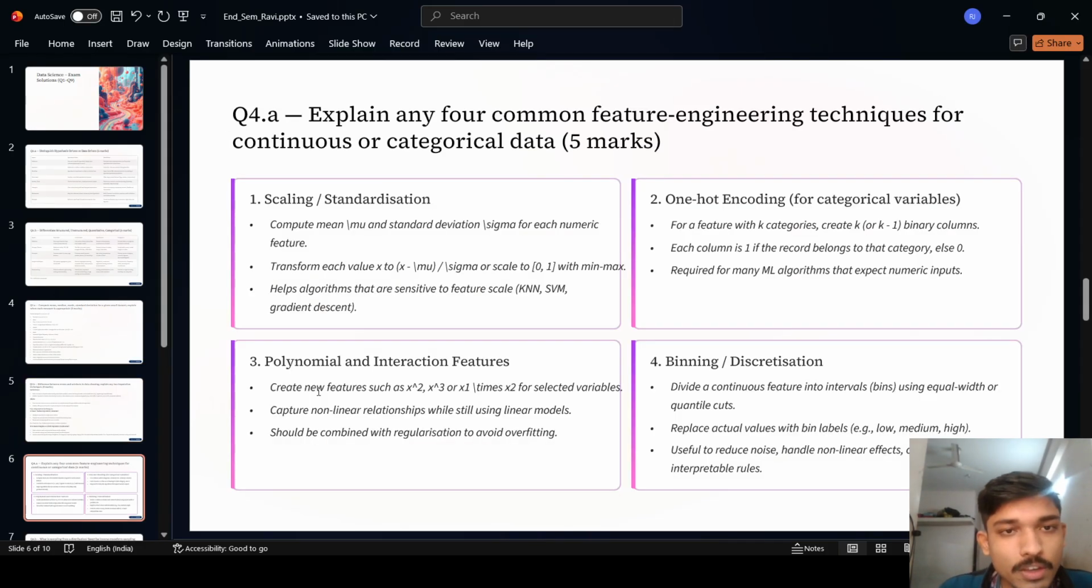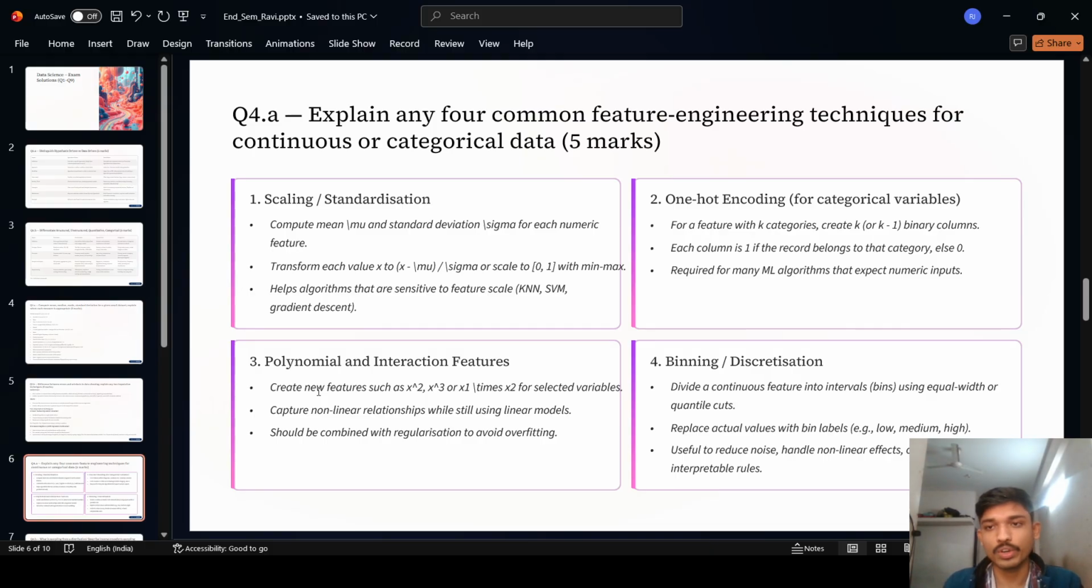Let's do the next one. The next one is: explain any four common feature engineering techniques for continuous or categorical data. The first one is scaling, which is also known as standardization. In this, we compute the mean and standard deviation for a numerical feature, and transform each value x to (x minus mean) divided by sigma, or scale it between 0 and 1 with min-max. It helps algorithms that are sensitive to feature scale, like KNN, SVM, and gradient descent.